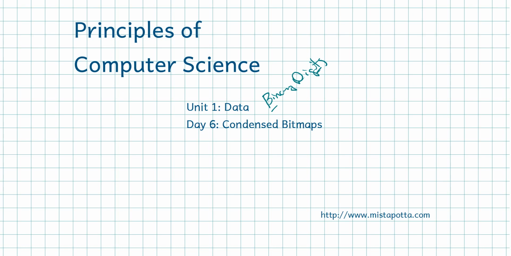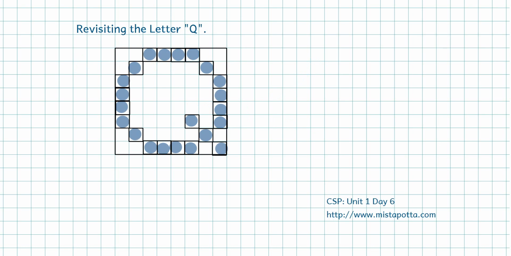But we're going to go through a couple of examples of ways that we can condense bitmaps just to come up with the idea that we're looking for patterns. Remember that mathematics is the science of patterns. So we're jumping back to our letter Q that we had. When we did the letter Q in our previous video, we talked about this as a series of ons and offs. What I want to do is know how many ons and offs we have in a row.